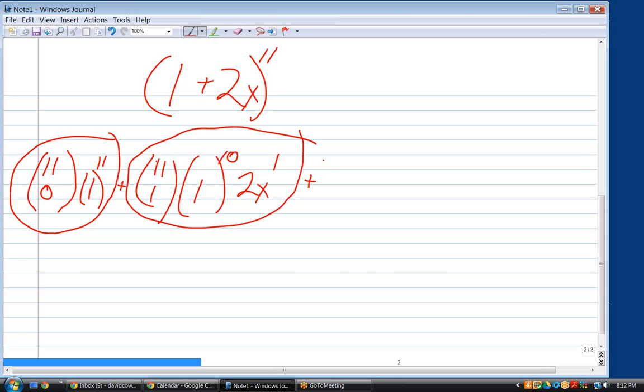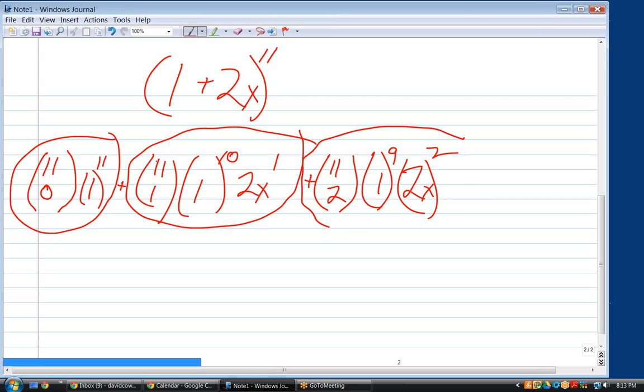Let's follow the pattern. That's why she wanted you to do the first three. What goes here? That would be 11 choose 2. Okay, what goes here? Times 1 to the 9th. And what goes here? 2x squared. Right. Okay. So there's the first three terms, and we can see the pattern developing.